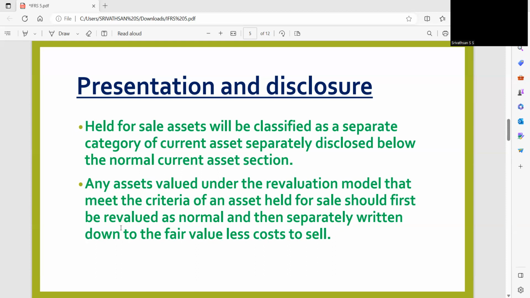So for example, let's say that you have a property, plant and equipment and you are valuing it under the revaluation model according to IAS 16. In such a case, if that property, plant and equipment meets the criteria for held for sale, you should revalue it to its market value first. Only then you need to write it down to its fair value less cost to sell. So it requires an illustration to understand.